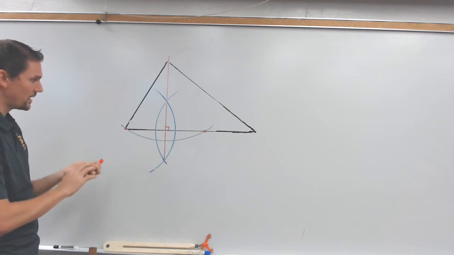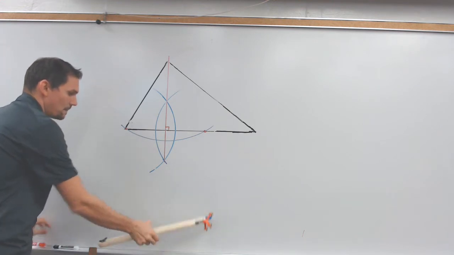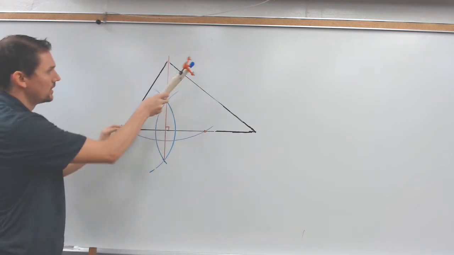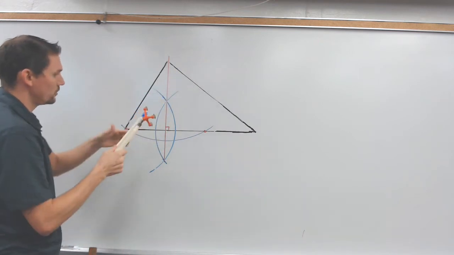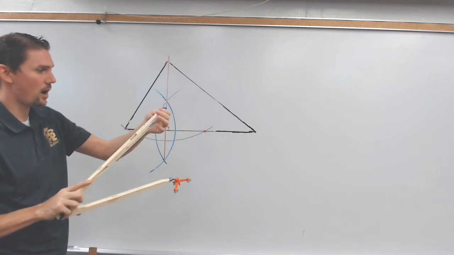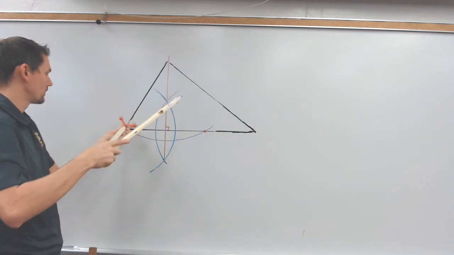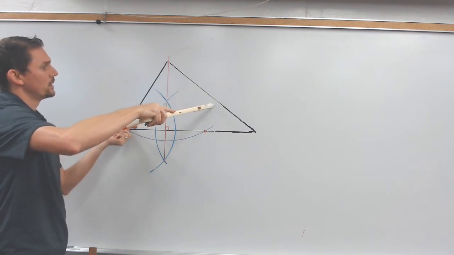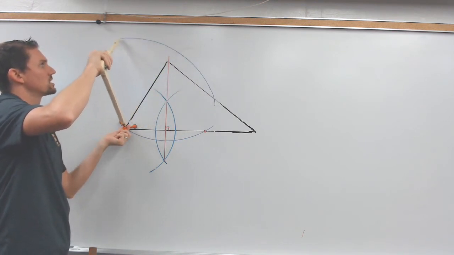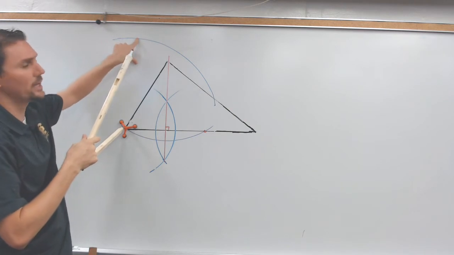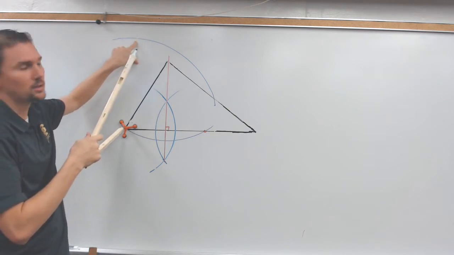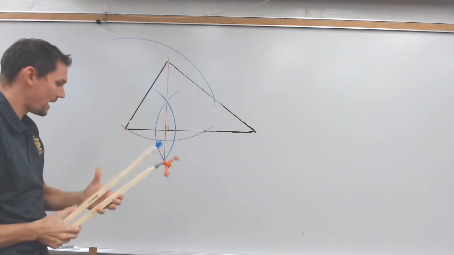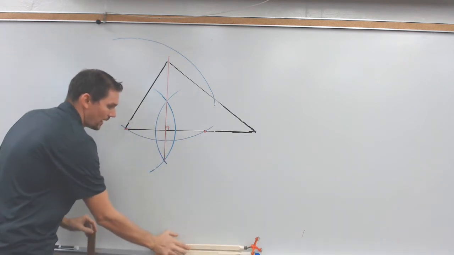So I'm going to do the same process, but I'm going to use this point right here. I want it to be perpendicular to this line through that point, so I have to put the pointy part on that corner, and then I have to make an arc here. So I'm going to make the arc here, and you may notice that this arc went off the page. That's okay.